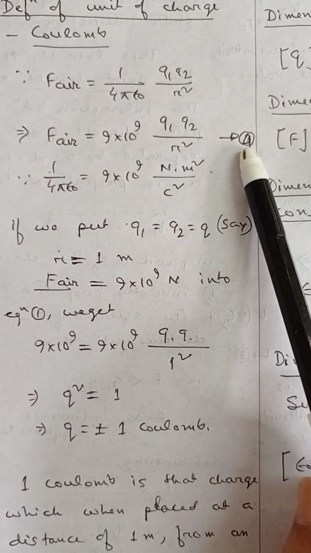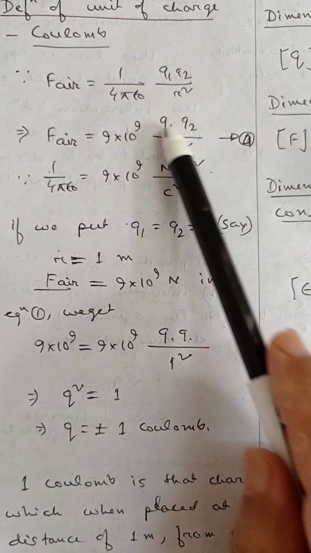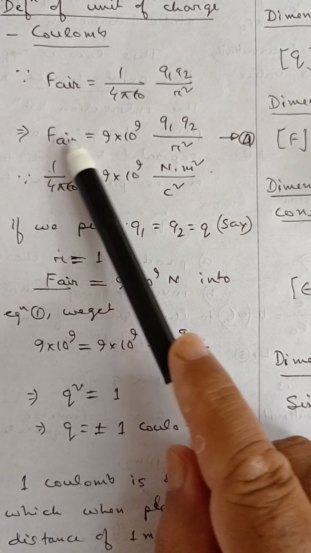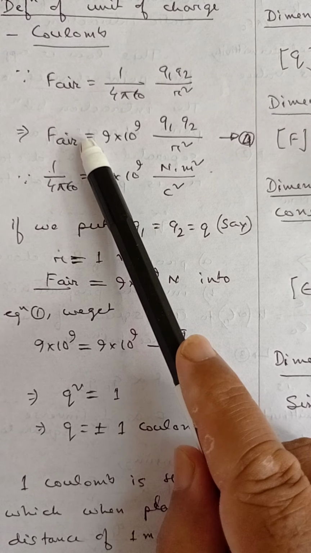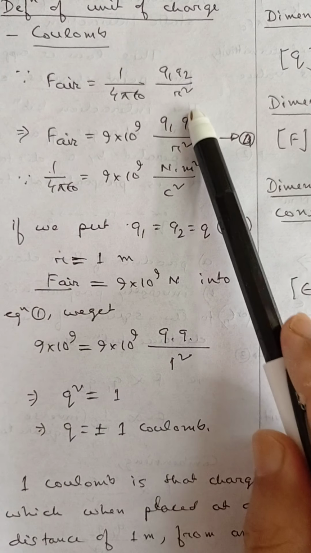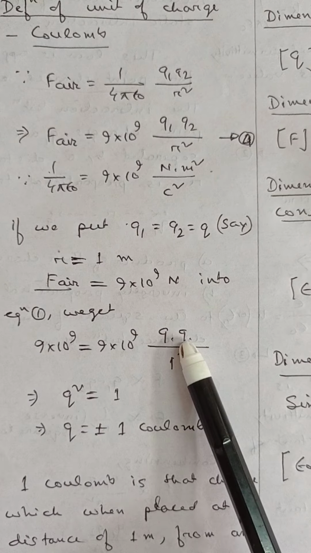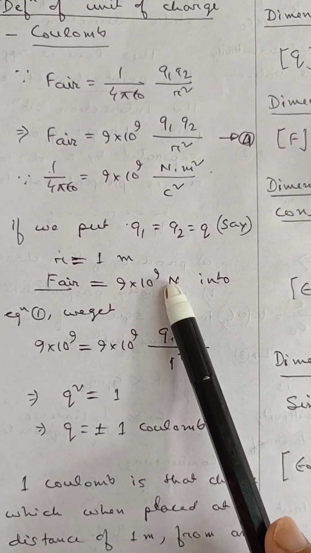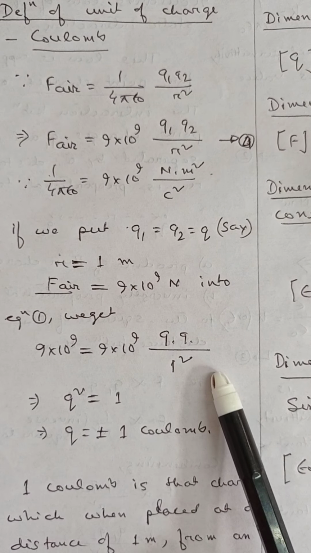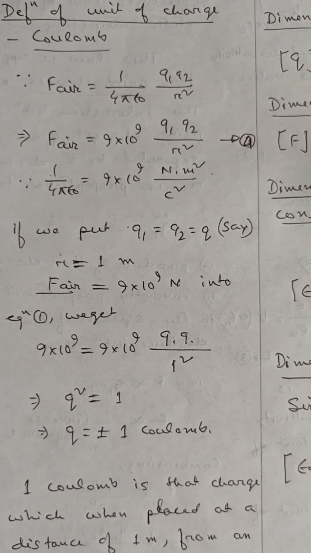Is it clear why the force of interaction between them is taken as 9 into 10 to the power 9? Because from equation 4, Q1 Q2 by R square, this is 9 into 10 to the power 9. Q1 is equal to Q2 is equal to Q, so this is Q square. Therefore, the force of interaction between them is taken as 9 into 10 to the power 9. So equation 4 gives us this.